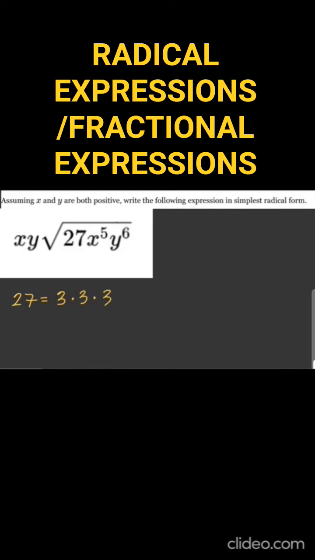times 3. 3 times 3 is 9. 9 times 3 is 27. We can write this as 3 squared times 3. And then x to the 5th, we can write that as x squared times x squared times x, or x to the 1. Because for expressions with the same base, we just have to add exponents. So adding 2 plus 2 plus 1 would be equal to 5.